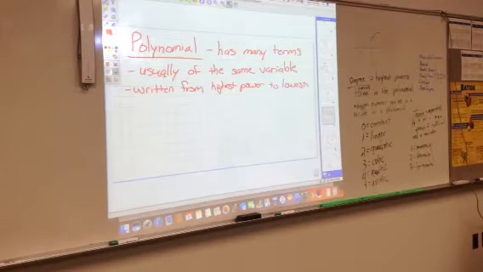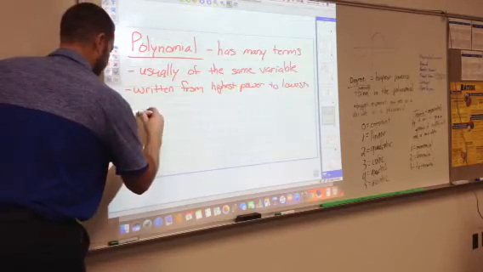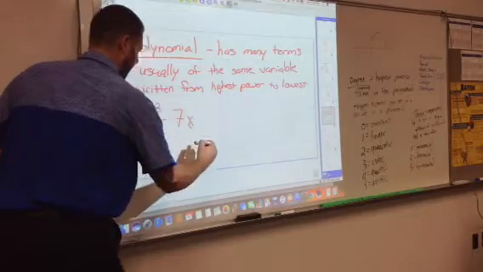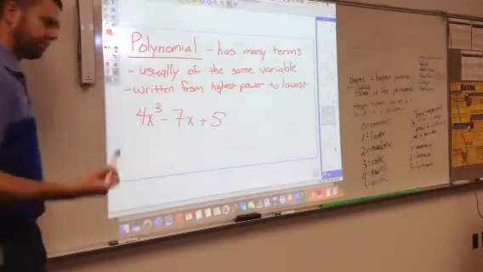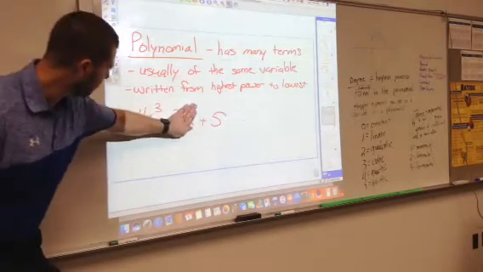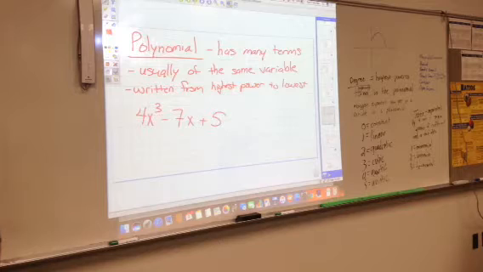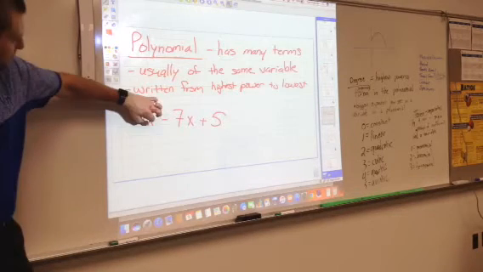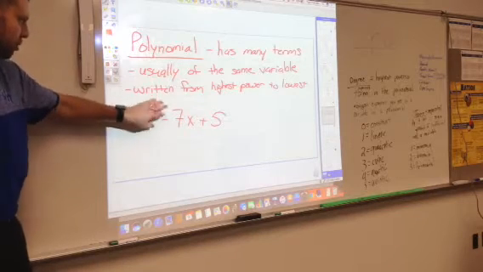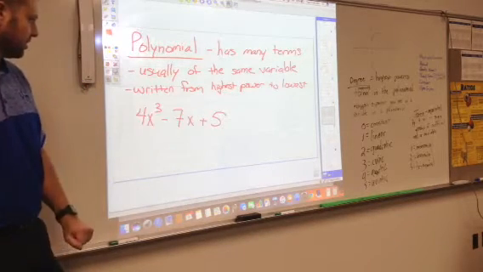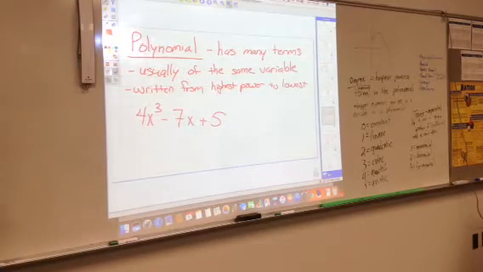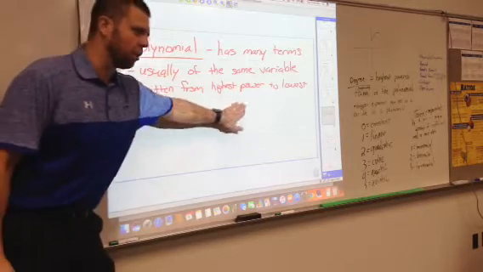So for example, here is a polynomial. 4x to the third minus 7x plus 5. That would be a polynomial. It has 3 terms, here, here, and here. Okay? Each term is a product of both a coefficient and a variable term. So 4x cubed is my first term. Negative 7x is my next term. Positive 5 is my last term. Okay? I wrote it from the highest power down to the lowest power.